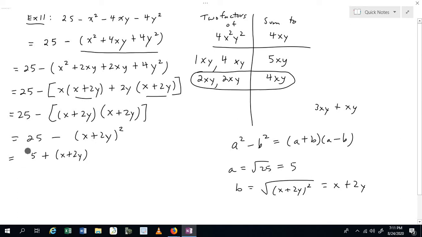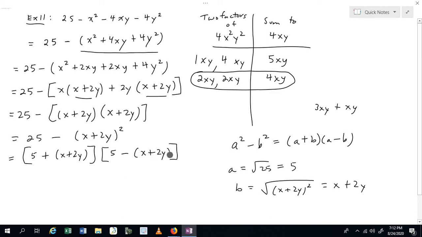Okay, so that is a plus b times a minus b. And I'm going to put this in parentheses because I'm subtracting all of b. And all of b is x plus 2y. So it has to be put in parentheses. Okay? So a plus b, a minus b. Okay? And so that's how it factors. Okay? And, I think we're done factoring this.